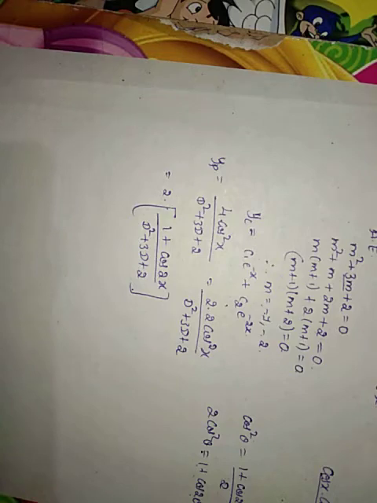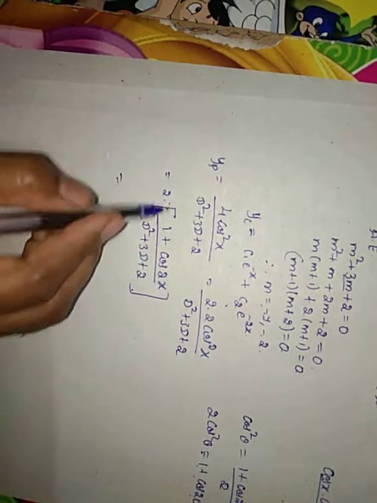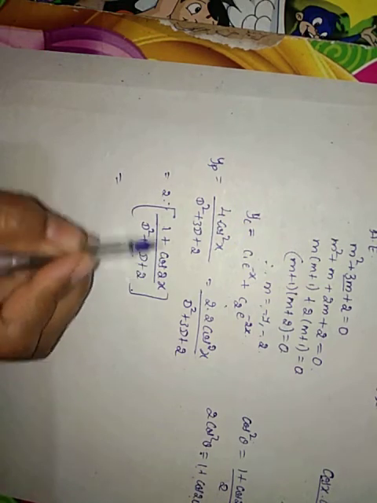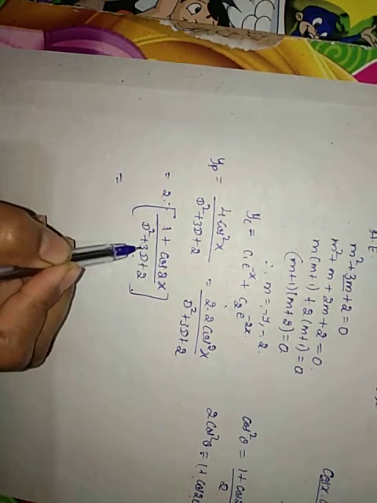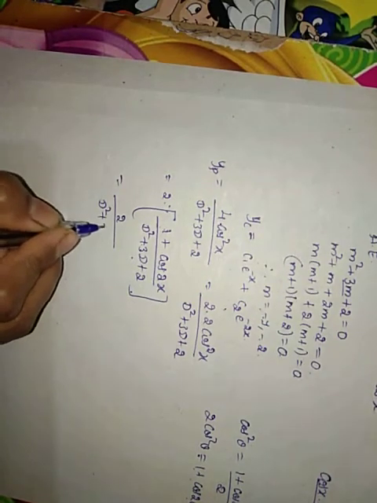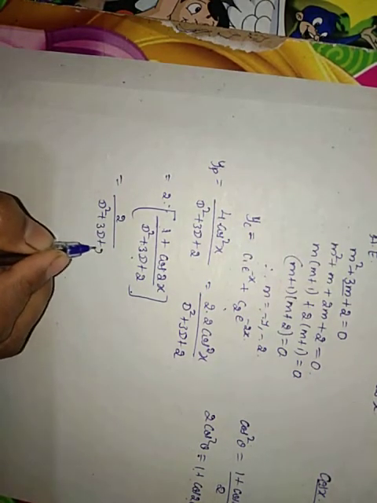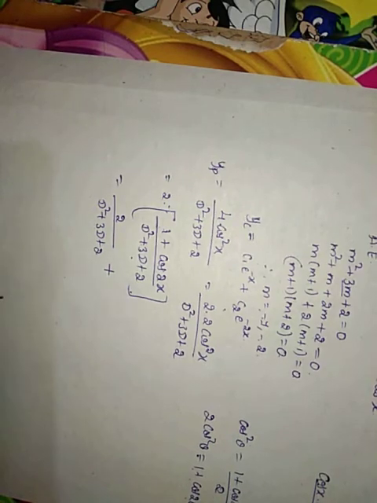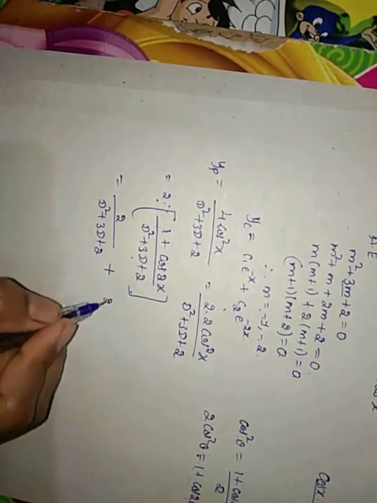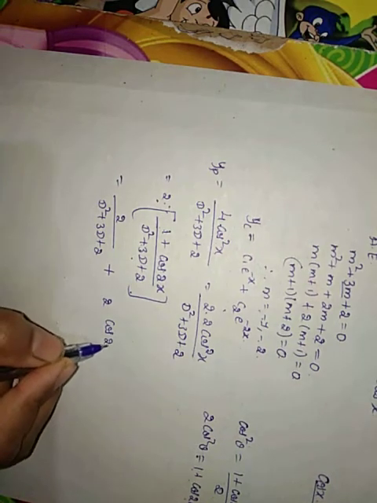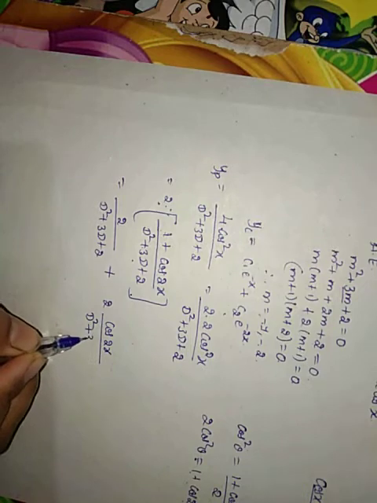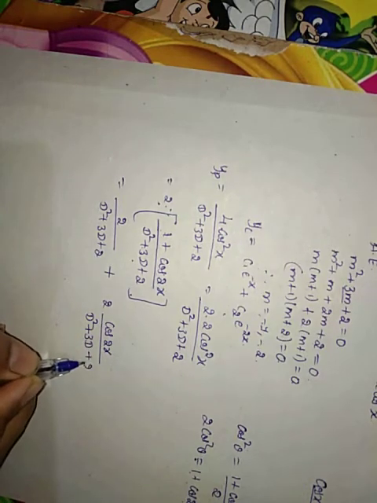Now we have to open the brackets. Open the bracket with the denominator. Split this denominator to both the functions. 2 into 1 is 2 divided by f of D, D square plus 3D plus 2, plus 2 into the function of x. The function of x is cos 2x. Cos 2x divided by D square plus 3D plus 2.